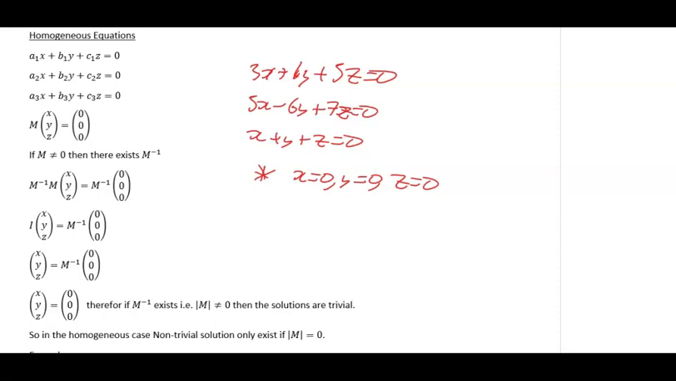For a non-trivial solution to exist, your determinant must equal 0. So if your determinant equals 0, therefore there is a non-trivial solution. And that's it.